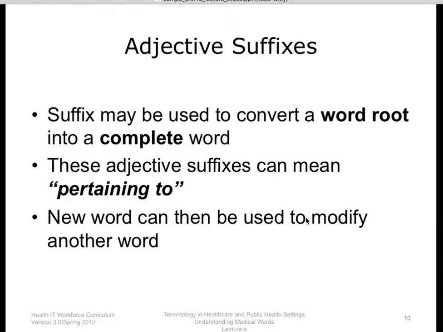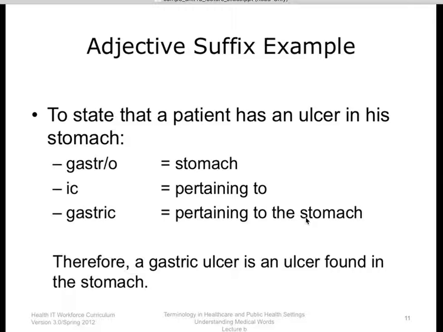Now, there can be a case where a suffix can be used to convert a word root into an adjective and a complete word. An adjective suffix typically means pertaining to. So the new word can then be used to modify another word. So let's give an example of an adjective suffix. To state that a patient has an ulcer in his stomach, we take the word root gaster, put the O on it. So gaster means stomach. Ick means pertaining to. So gastric means pertaining to the stomach. So a gastric ulcer is an ulcer found in the stomach.